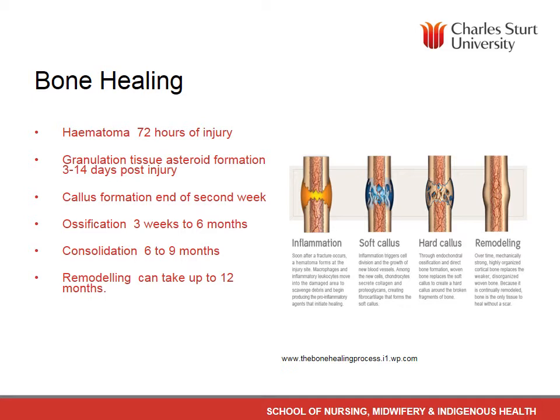And then we have remodeling. So remodeling can take up to 12 months to occur. So that's where stronger, more organized bone starts replacing the weaker bone that's formed the hard callus. And because it's continuously remodeled, the bone is the only tissue that can heal without an obvious scar. So any interference in that bone healing process can result in complications, and we'll talk about those as we move through.